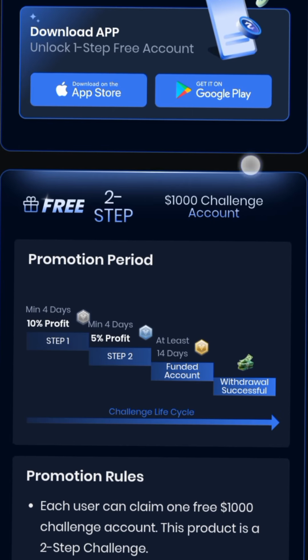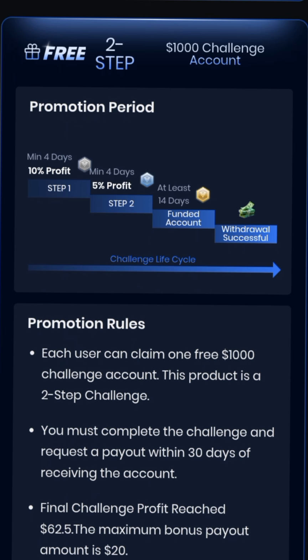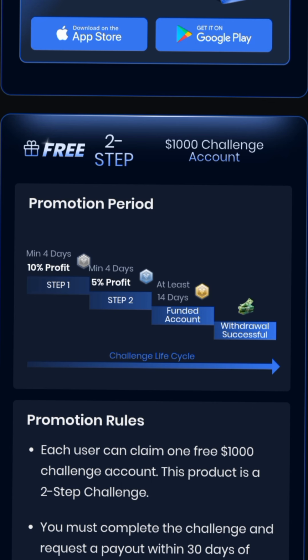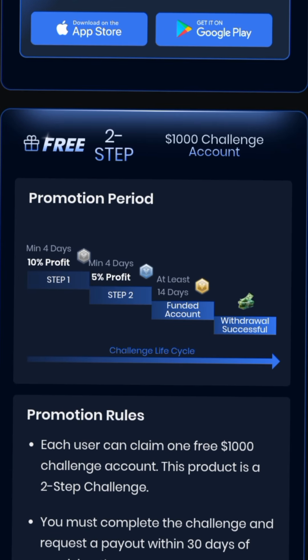And if you go down here, you can see the two-step challenge, at this section, you can see the minimum days for the first step. On this second step challenge here, you need to get about 10% within 4 days. And for the two-step challenge, they are saying you need to get 5% profit within another 4 days, and then at least within 14 days you need to have reached those two profit ratios they are telling you, before you can place a withdrawal.